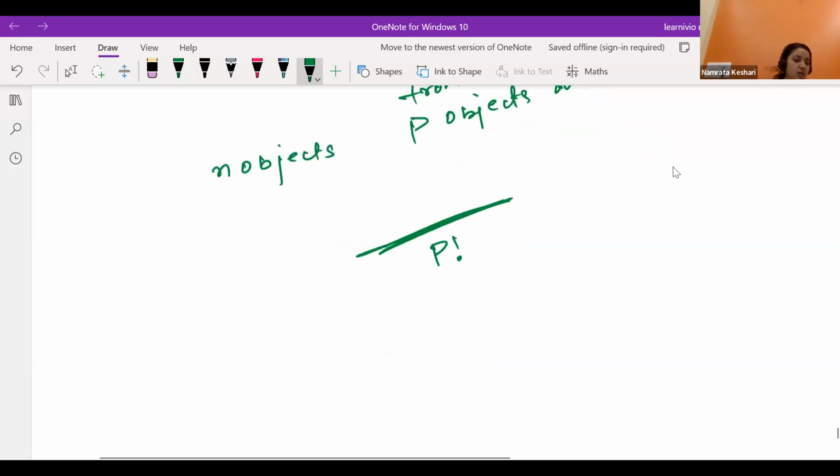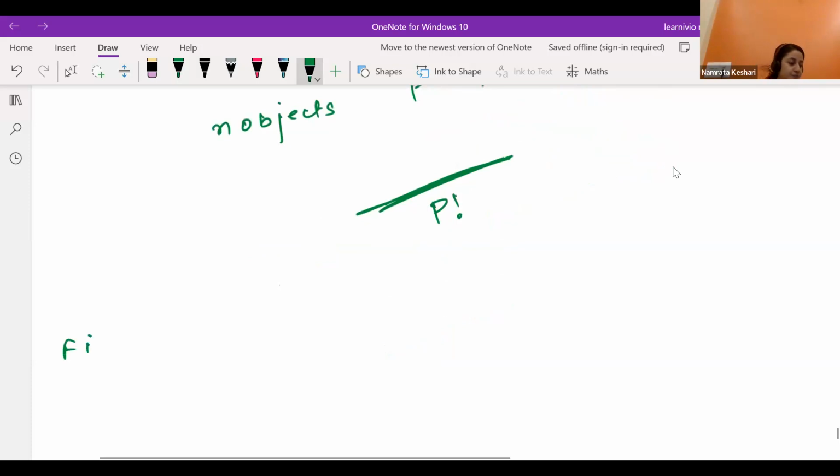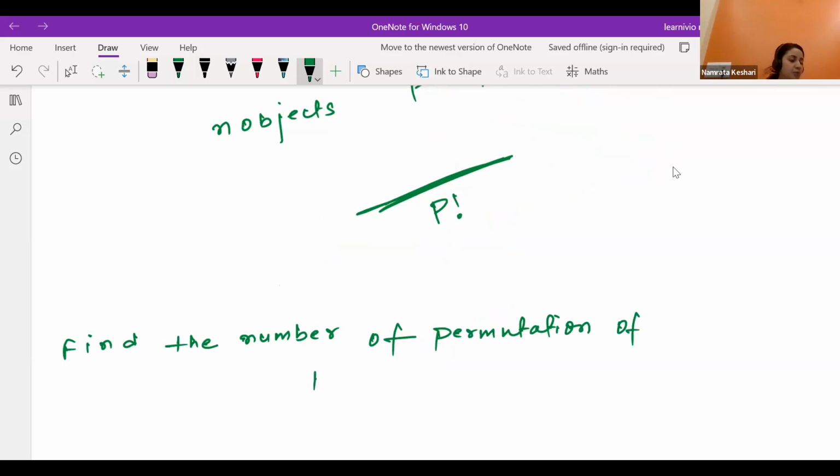For example, suppose we are having this example: find the number of permutations of letters. The permutation concept, we have just discussed the permutation of selecting r objects out of n objects. What to do for the same.